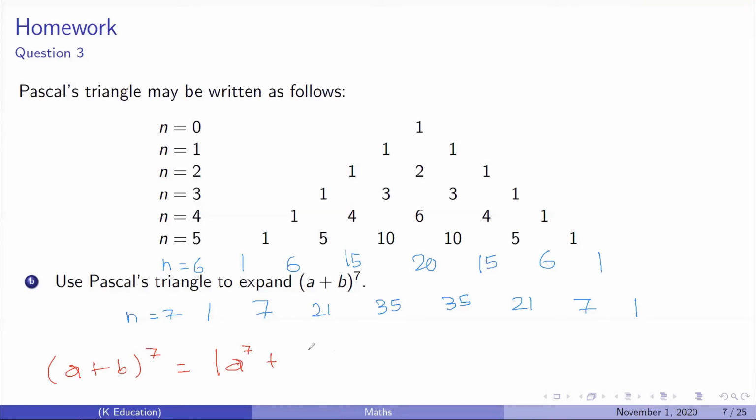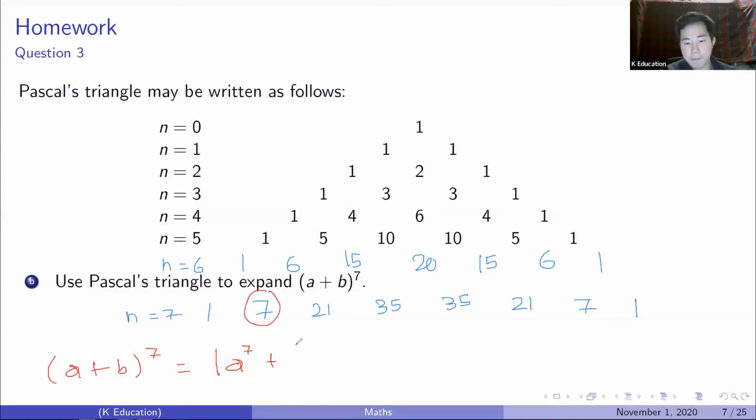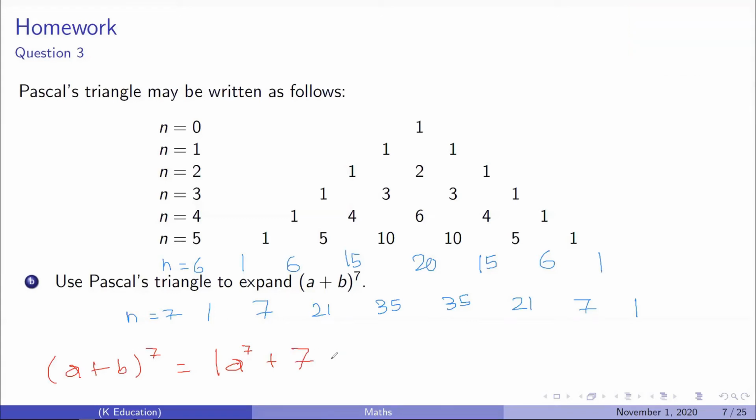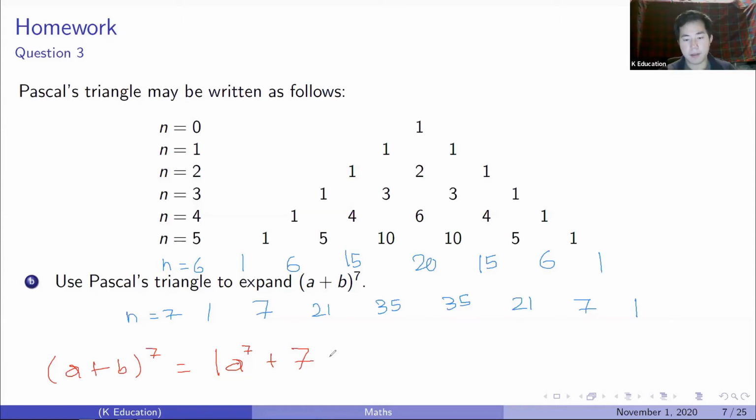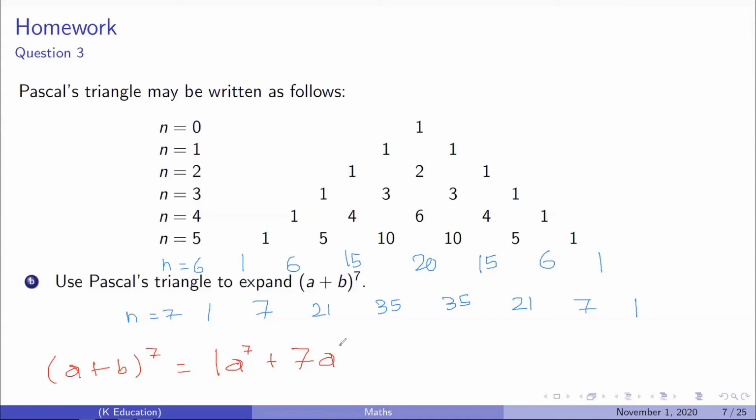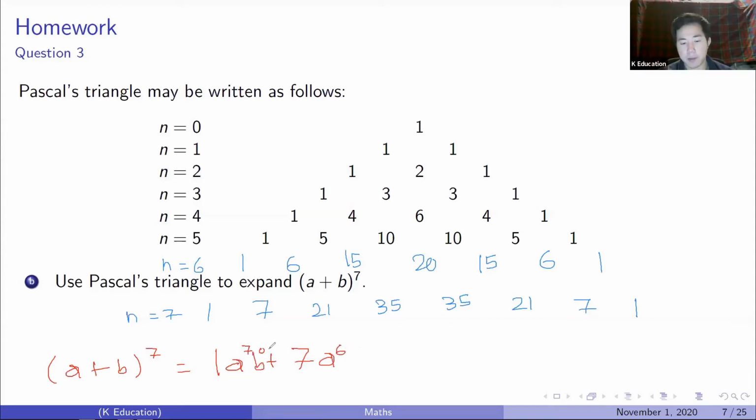Nope, this number comes down. 7. Not to the power of 7. Nope. The power of a goes down to 6, and the power of b goes up. Right now, this is b to the 0, which is equal to 1, so I don't write it out.